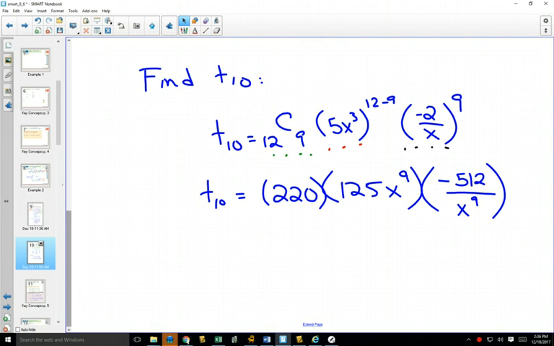I'll leave you for a second. I'll just get my jacket. Negative 14 million is the constant term.